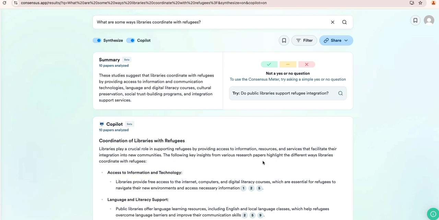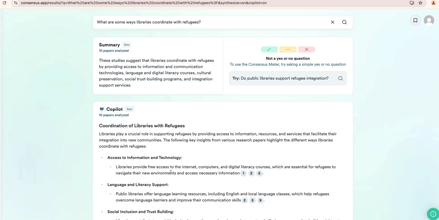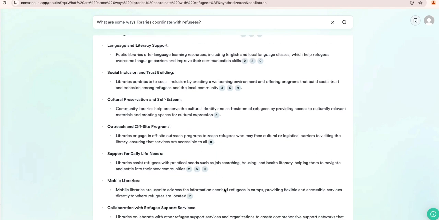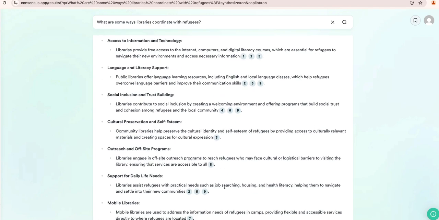So Copilot here gets a little more in detail, and it looks at certain headings like access to information and technology, and then it lists paper 1, 2, and 5, and other things like language and literacy support, etc. It comes up with a bunch of different categories and comes up with a conclusion.